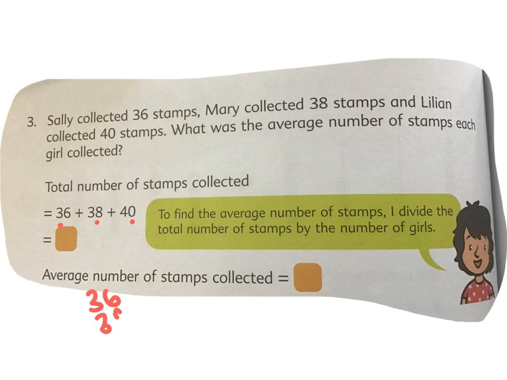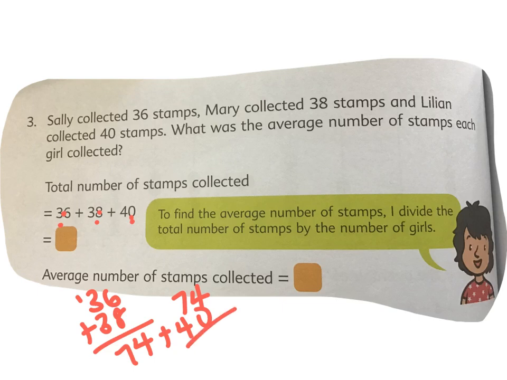36, 38, 74. Now I have to add 40 more because I added these 2, and last but not least, I had that. So 114 total. Now to find the average, there were 3 different people, so 114 divided by 3.